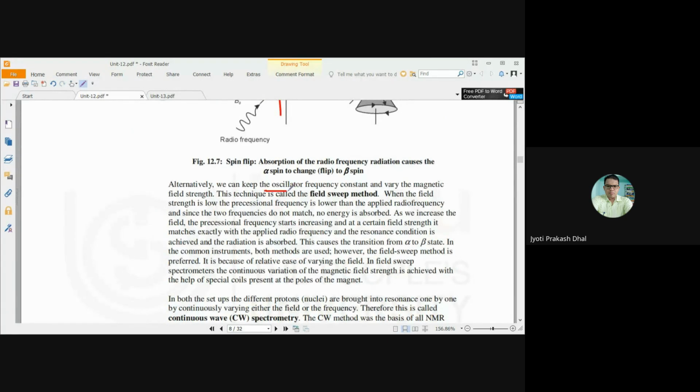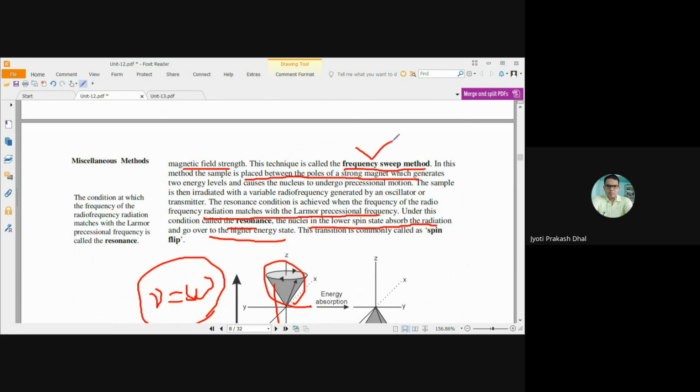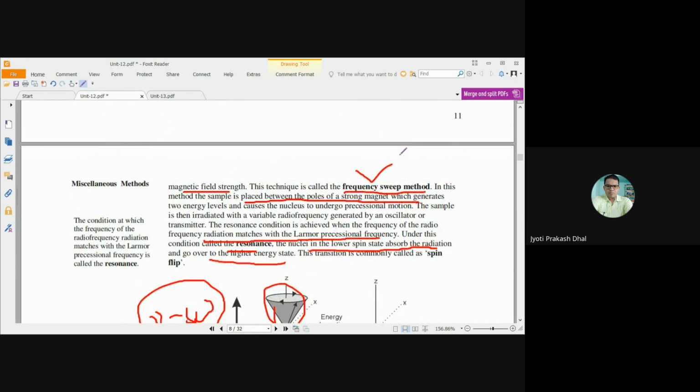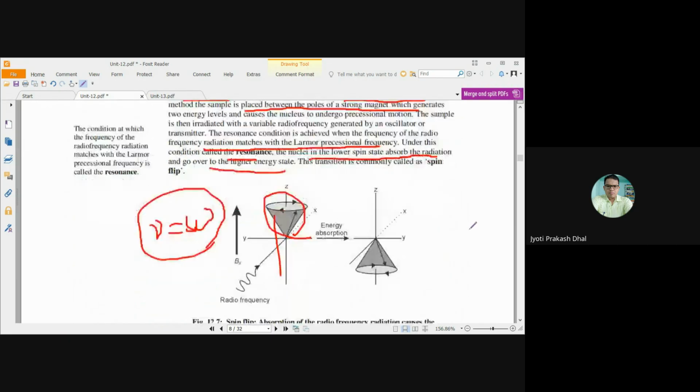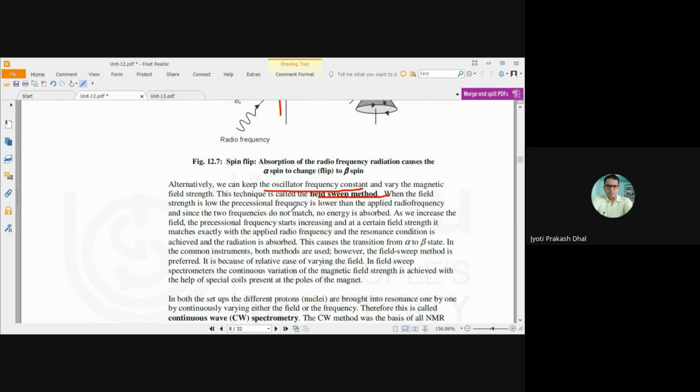We can keep the oscillator frequency constant, and this is the second method. We keep the frequency nu constant and change the value of the externally applied magnetic field B naught. This technique is called the field sweep method. The first technique, the frequency sweep method, changes the frequency value and then flipping occurs. Similarly, in the second method the oscillation frequency nu is constant, and we only change the value of the external applied magnetic field B naught.